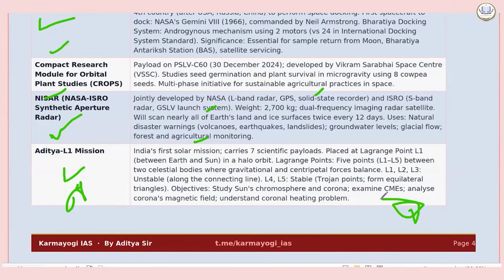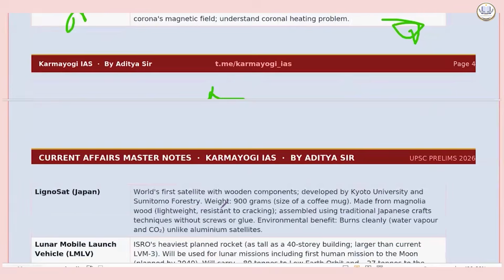Trojan points from equatorial triangle. Objective is to study the sun's chromosphere and corona, examine all the coronal mass ejections and analyze the corona's magnetic field, and understand the coronal heating problem because it impacts our Earth. So that is why this mission is there, so that we can have more predictive analysis.